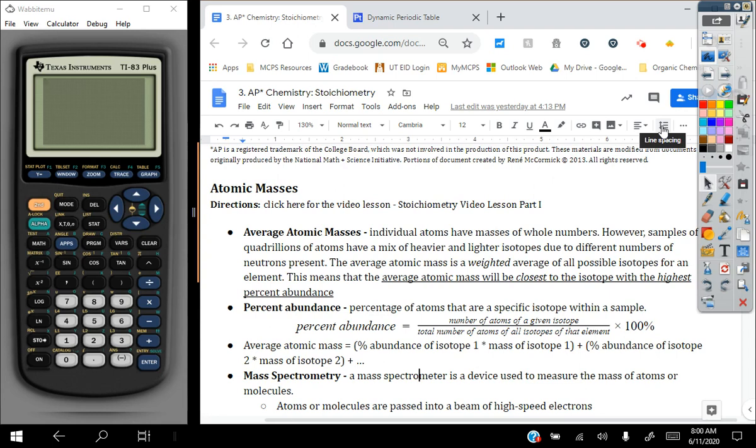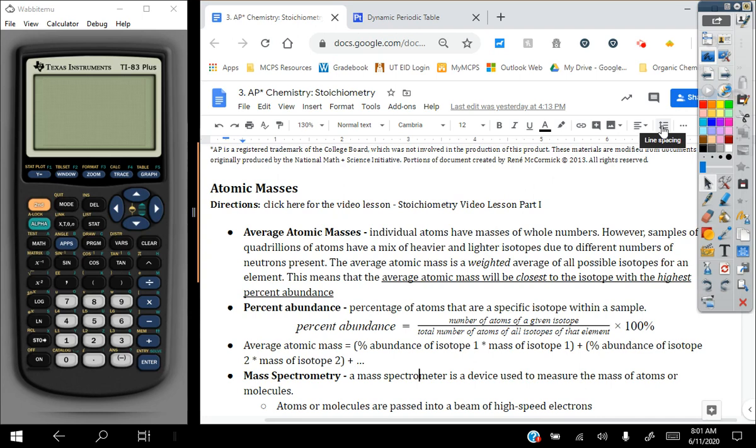So our way to do that is to use the percent abundance, which is the number of atoms of a given isotope over the total number of atoms of all isotopes of that element, and then we multiply that by 100%. When we have our percent abundances, we can multiply it by the mass of that isotope, and then subsequently add the percent abundances times the mass of other isotopes to get our average atomic mass. I'll show you this in practice.